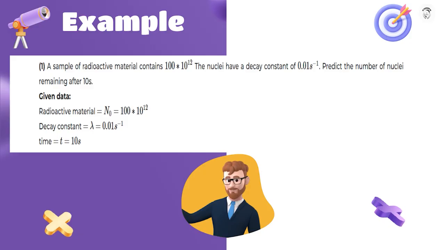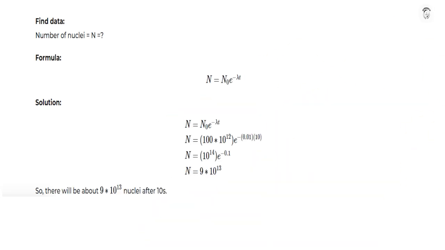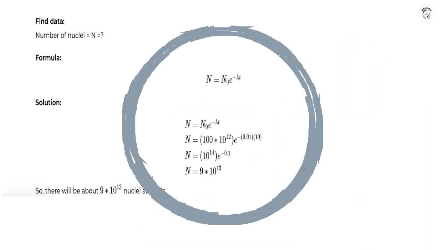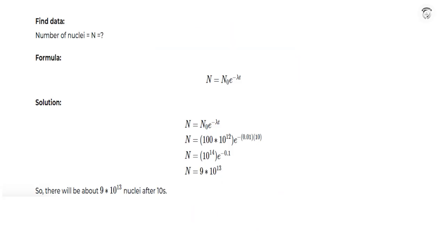They have given us the decay constant, which is equal to 0.01 per second, and then they have also given us the time, which is equal to 10 seconds. So how can you find out the number of nuclei? The number of nuclei can be found by N = N naught e raised to power minus decay constant times t.